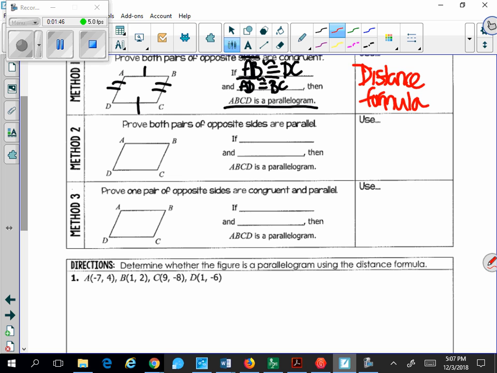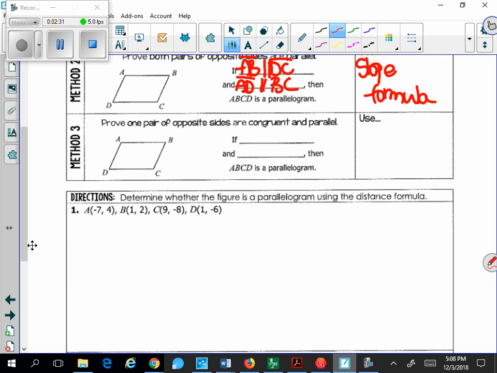Second method says prove both pairs of opposite sides are parallel. So I'm using the same pairs of sides. AB is parallel to DC, and AD is parallel to BC. If I can show those two things, then I can say ABCD is a parallelogram. What I'm using in this case is the slope formula. Because remember, the easiest way for me to tell if two things are parallel is if I take the slope of the line that they form. They should have the same slope. So I'm going to use the slope formula for that one.